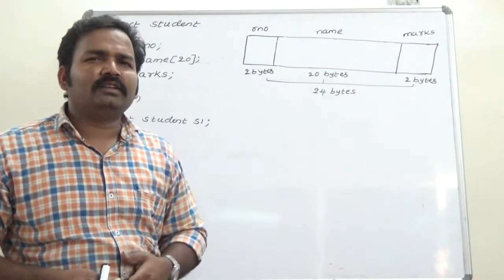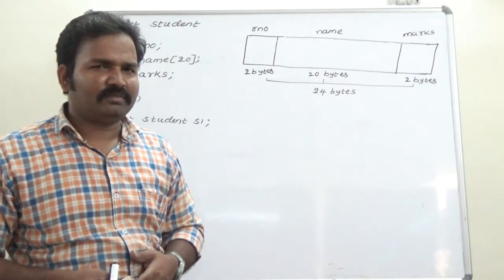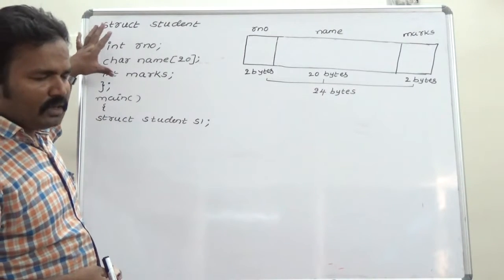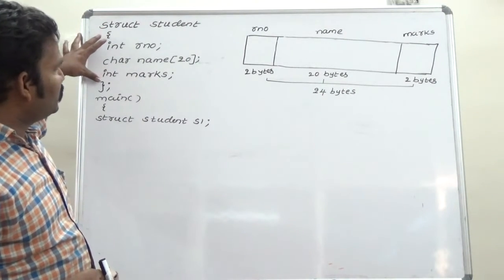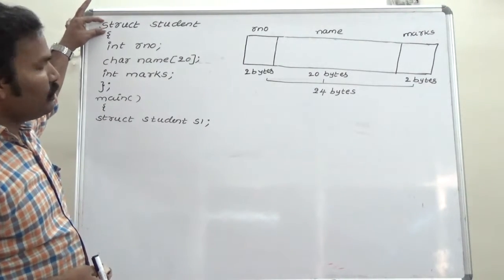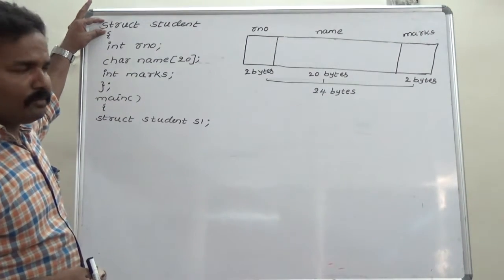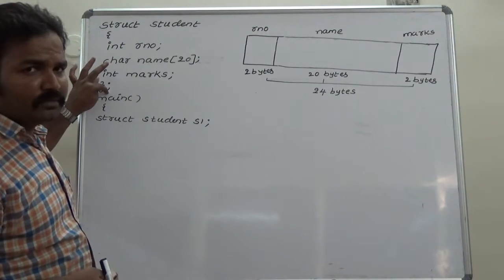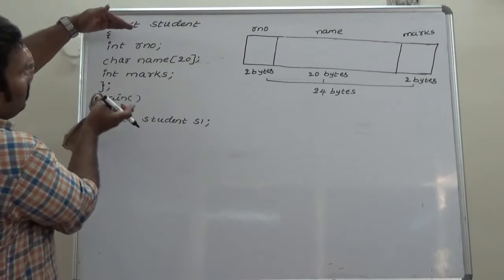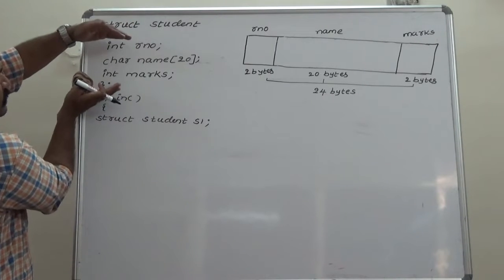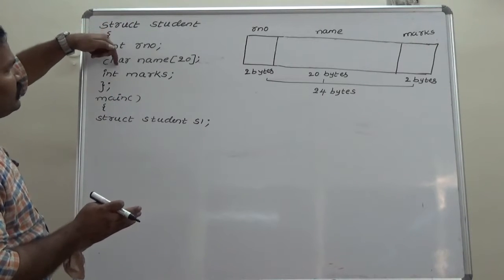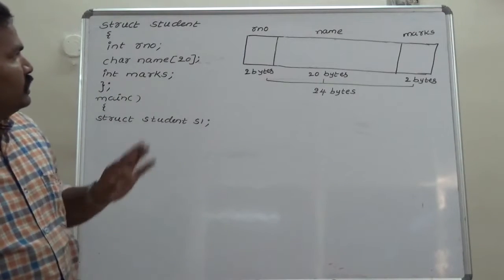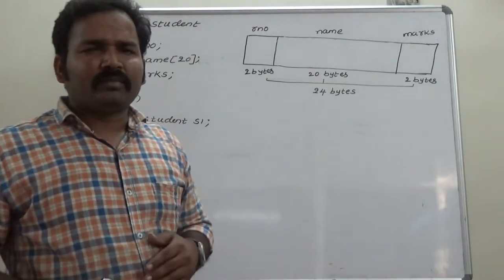Next, defining a structure. In my example, I defined one structure. A structure can be defined by using the struct keyword, and the structure definition should be closed with a semicolon. A structure combines different data type variables in a single unit. So this is defining a structure.